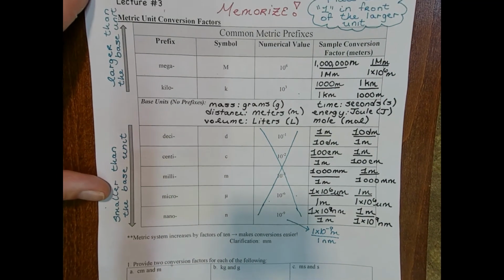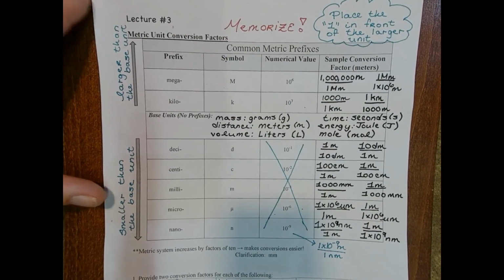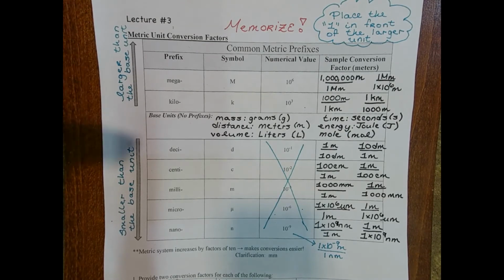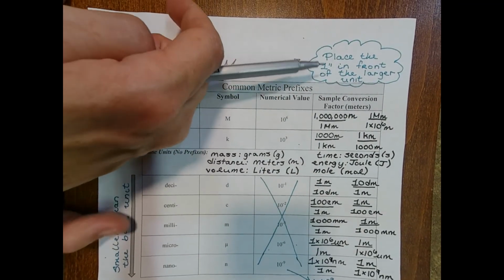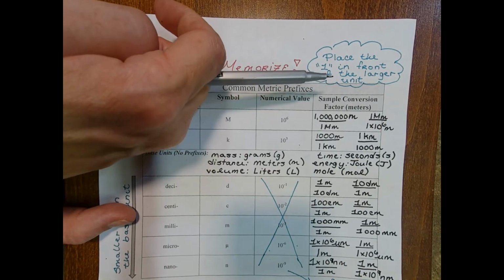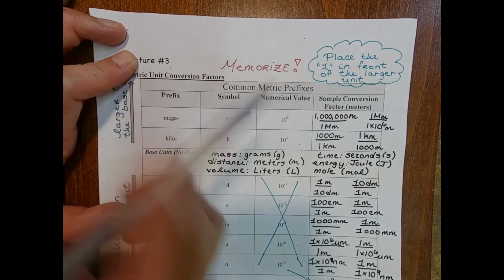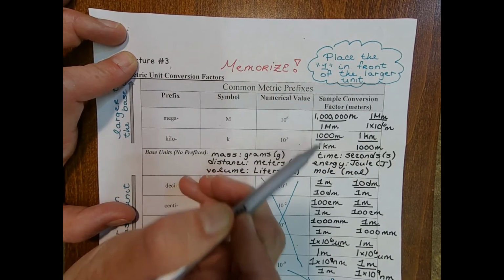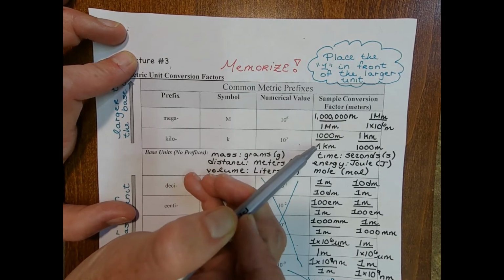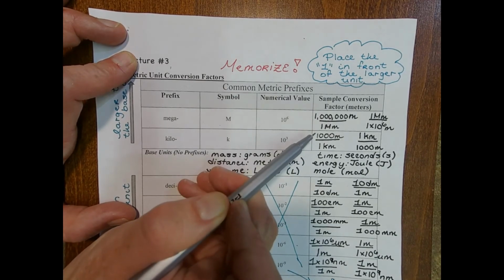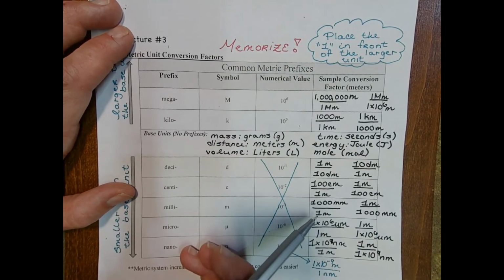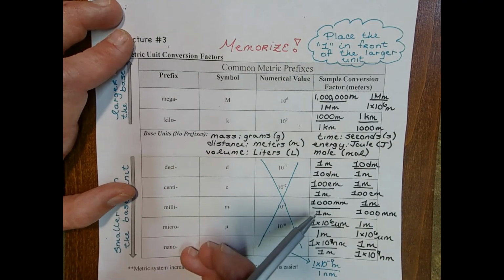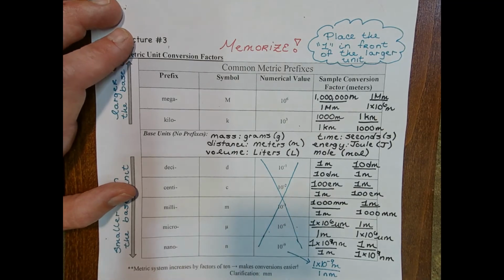So for my way, you're always going to think about, is it larger than the base unit or smaller than the base unit? And then in addition, you're always going to place the 1 when you write your conversion factor in front of the larger unit. So a kilometer is bigger than a meter. A kilometer is like a mile. So I'm going to say 1 kilometer contains 1,000 meters. Down here, a meter, I wrote 1 meter. I put the 1 with the meter because it's bigger than a millimeter.